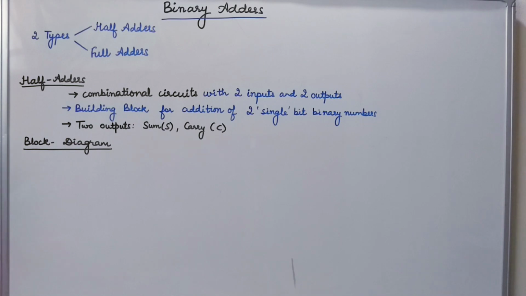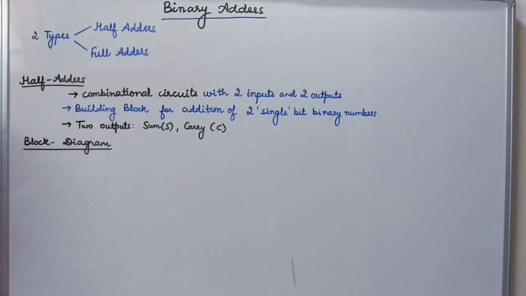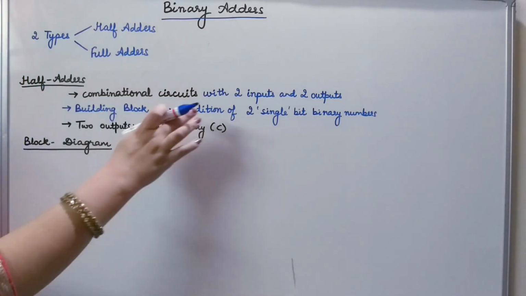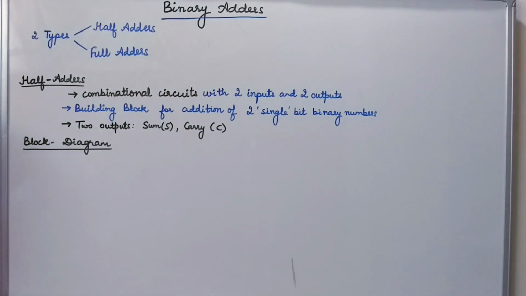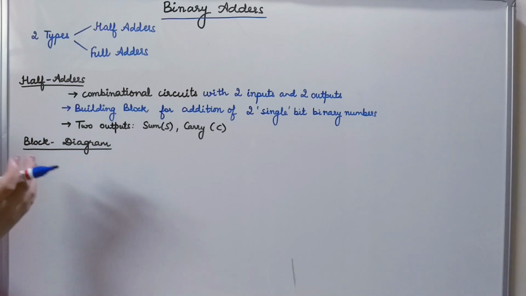First, let us see what a half adder is all about. It is a combinational circuit. The first thing which is very clear to us, it is a combinational circuit depending only on the input and the output. It has two inputs and two outputs. It is basically a building block for addition of two single bit binary numbers.